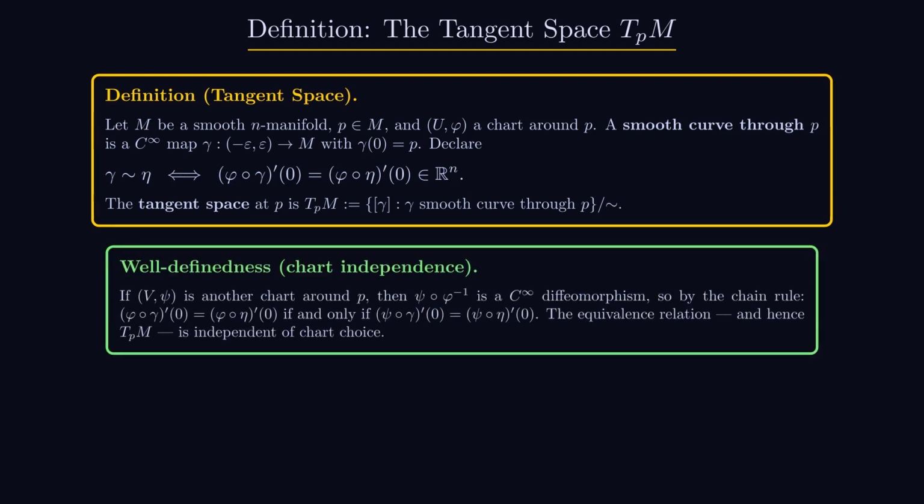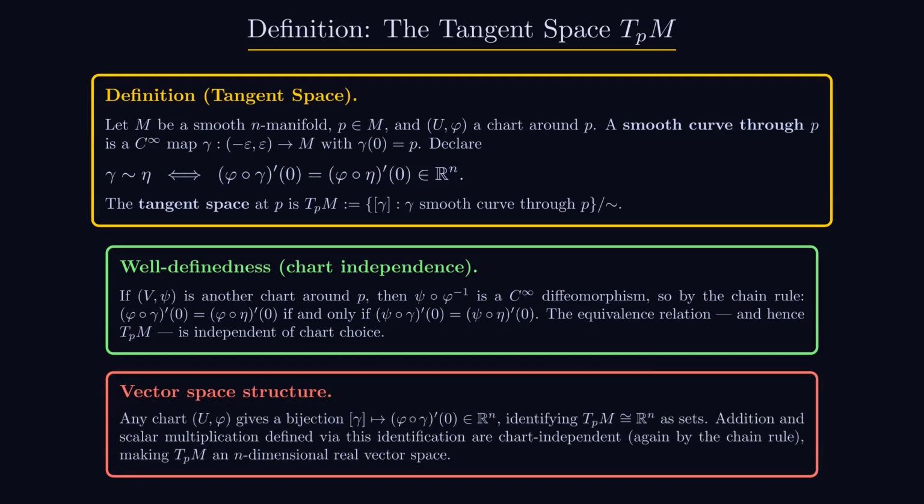Does the equivalence relation depend on which chart we use to measure velocities? No. If psi is another chart around P, the transition map psi composed with phi inverse is a C infinity diffeomorphism. The chain rule then says phi composed with gamma and phi composed with eta have the same velocity at 0 if and only if psi composed with gamma and psi composed with eta do. The equivalence relation, and hence T_P M itself, is completely chart independent. The vector space structure on the tangent space at P is inherited from Rn via any chart. Map the equivalence class of gamma to its chart velocity, (phi composed with gamma)'(0).